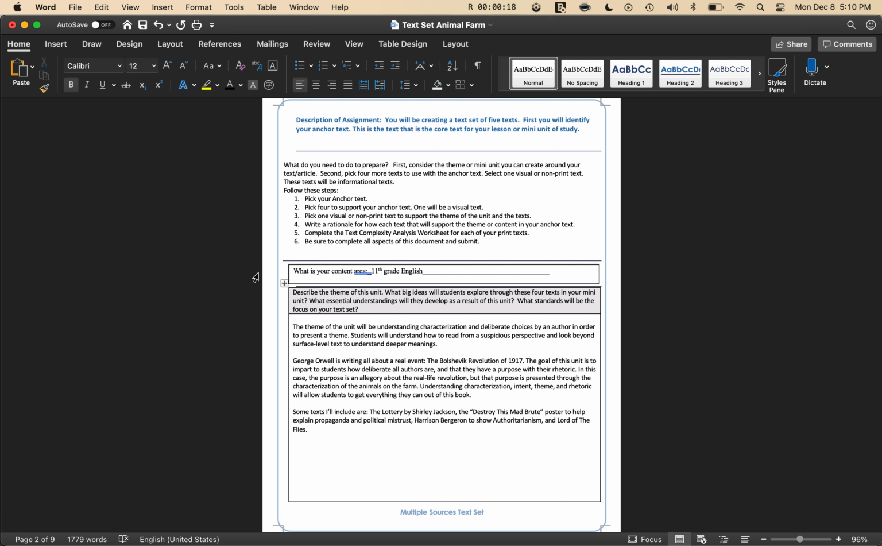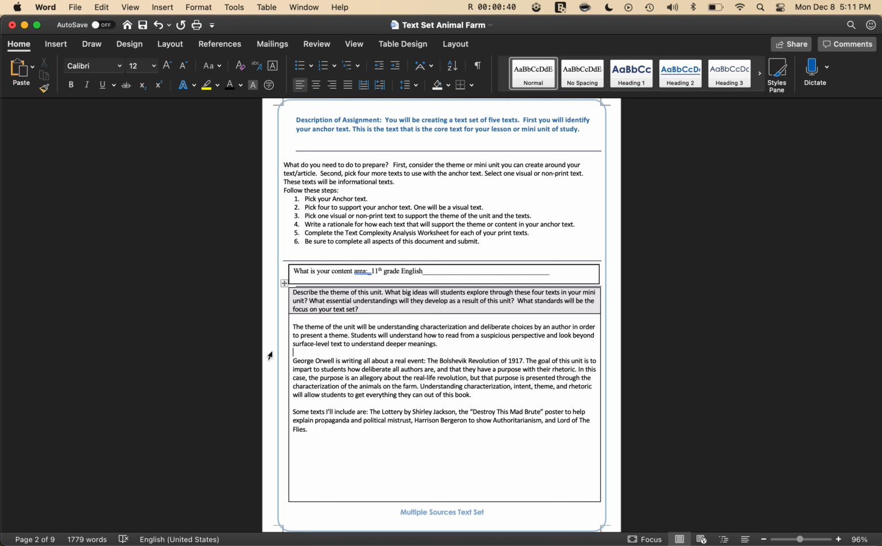You'll see here the theme of the unit will be understanding characterization and deliberate choices by an author in order to present a theme. So I really want them to understand George Orwell's purpose for writing this story. I think it's a warning for authoritarian governments and manipulation and propaganda through the language of the ruling class.